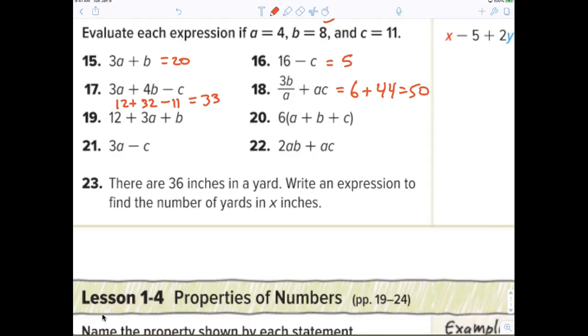Now let's go over here and check. 3 times b. Right? 3 times 8, 24. And then divided by 4, which is 6. Is that good? Yeah. And then a times c. 4 times 11. 42. Good? I think. Yeah. All right. Where are we at now?